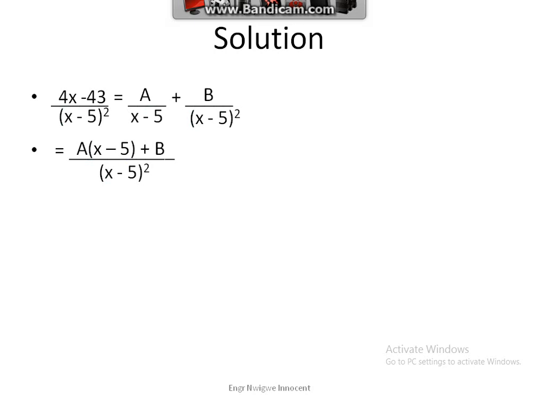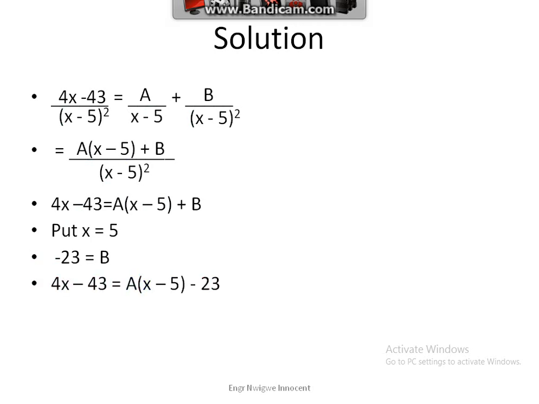Equating the numerators, we have 4s - 43 equals A(s - 5) plus B. To eliminate A, we put s equals 5. We now have -23 equals B. Therefore 4s - 43 equals A(s - 5) - 23. To find the value of A, we put s equals 0, so that we have -43 equals -5A - 23. Therefore 5A equals 20, A equals 4.